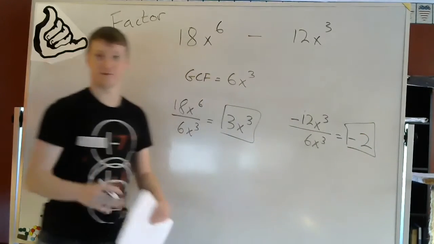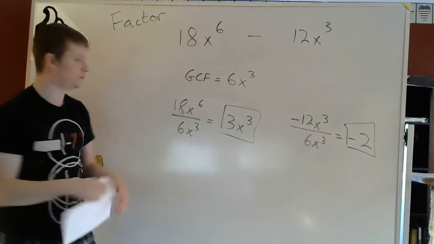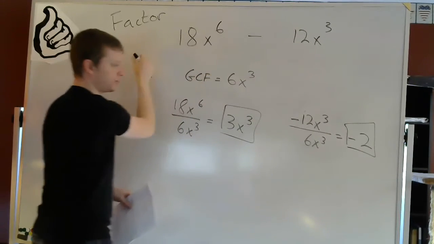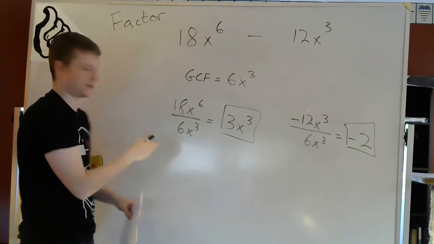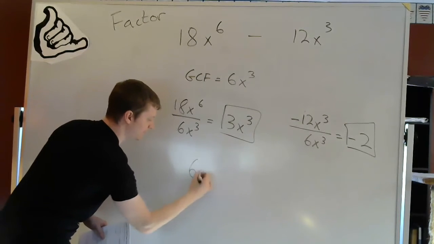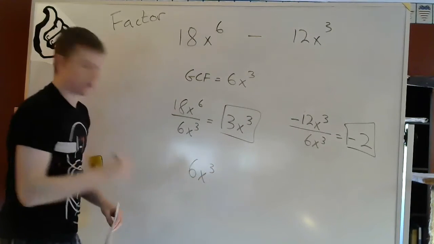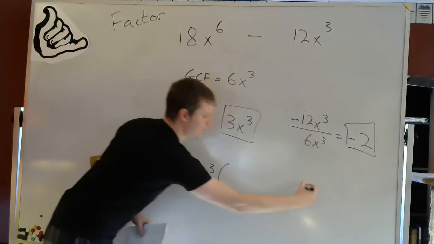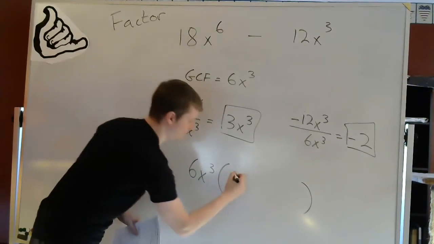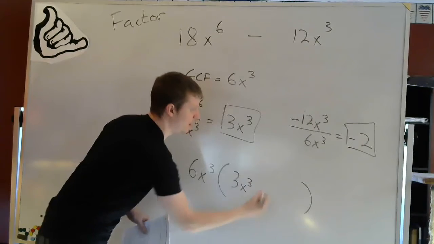What this looks like when I factor it, because I'm undoing distribution, my GCF, I'm kind of taking it out of each of these terms. I'm ripping it out in a sense. I'm dividing everything by it. So I need it out front, 6x cubed, there's my GCF. And to that, I'm going to multiply the stuff that we just had left over. My 3x cubed minus 2.